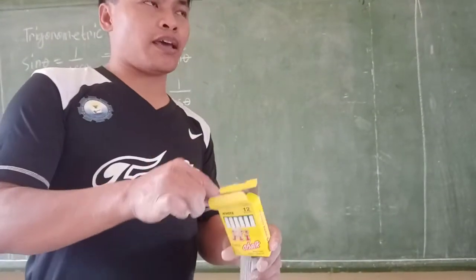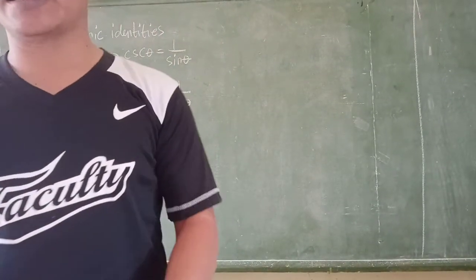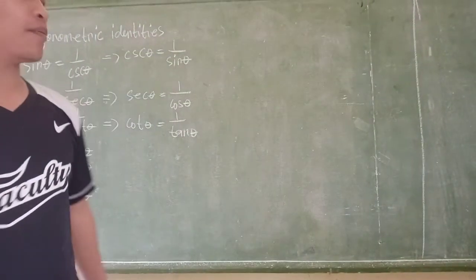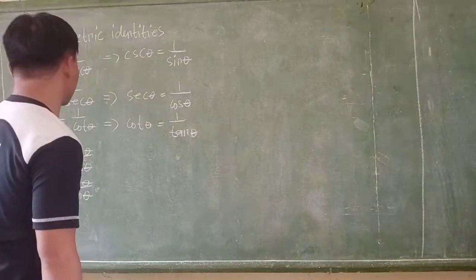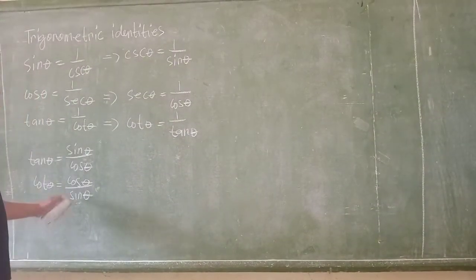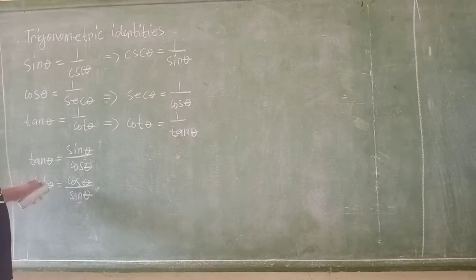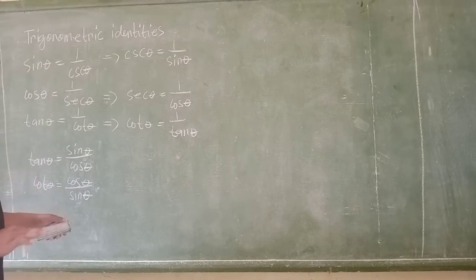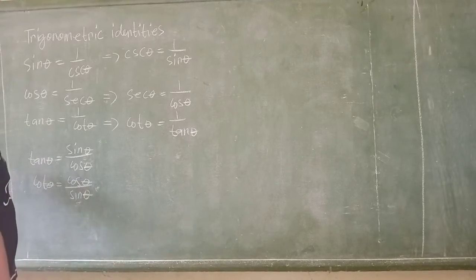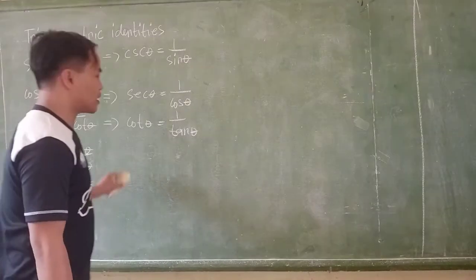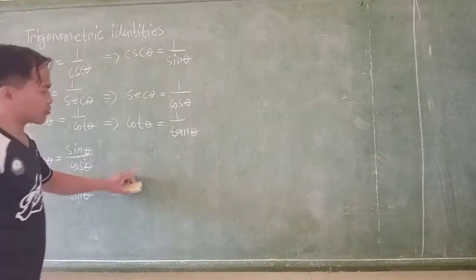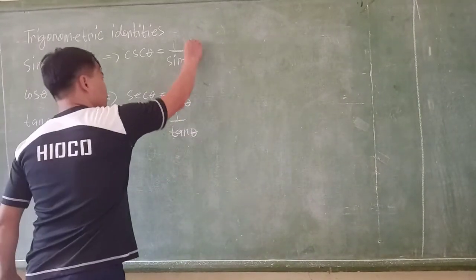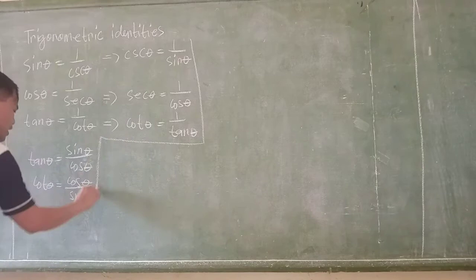So, we will add three more. Those are the Pythagorean identities. By the way, I will erase this one so that we can derive the three Pythagorean identities. But it seems it will fit only in this area, so we will do it separately.